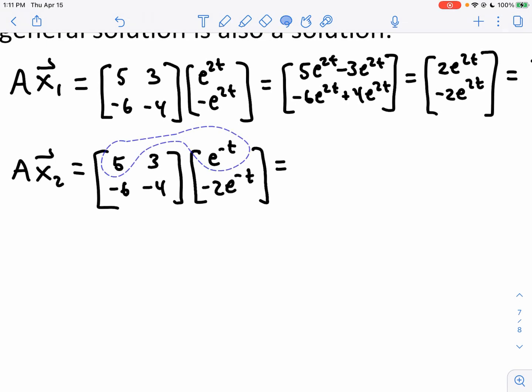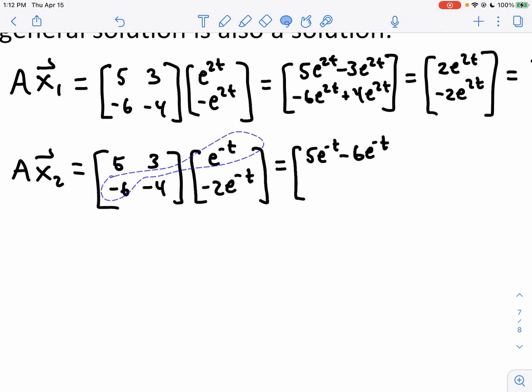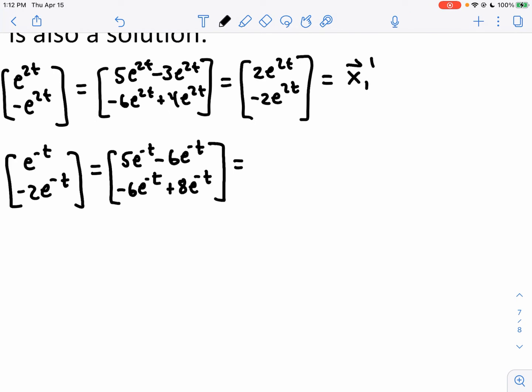So I multiply the 5 and the e to the negative t first, and that's 5e to the negative t. Then I multiply the 3 and the negative 2e to the negative t, so that's going to be minus 6e to the negative t. Now I multiply negative 6 and e to the negative t, so we get negative 6e to the negative t. And then multiply these two entries, that gives us positive 8e to the negative t. This is a 2 by 1 that I just got, and it also simplifies the terms combined. And so we get negative e to the negative t, and we get 2e to the negative t.